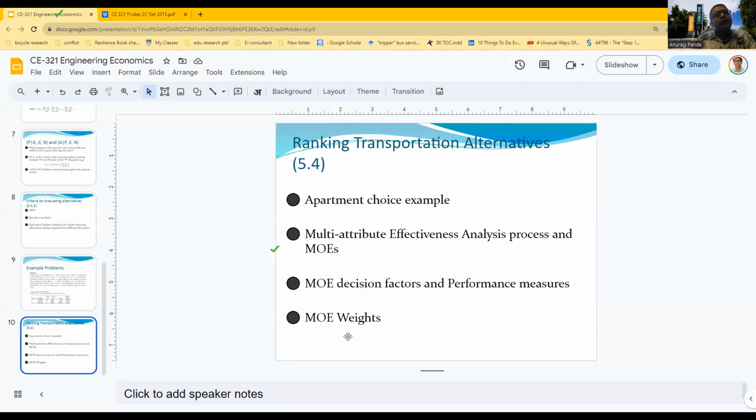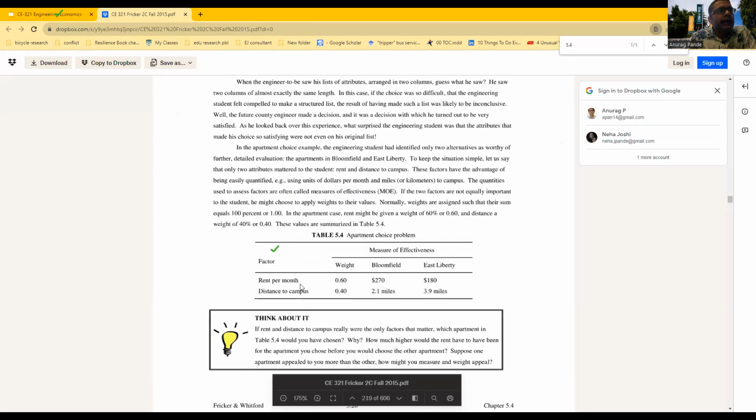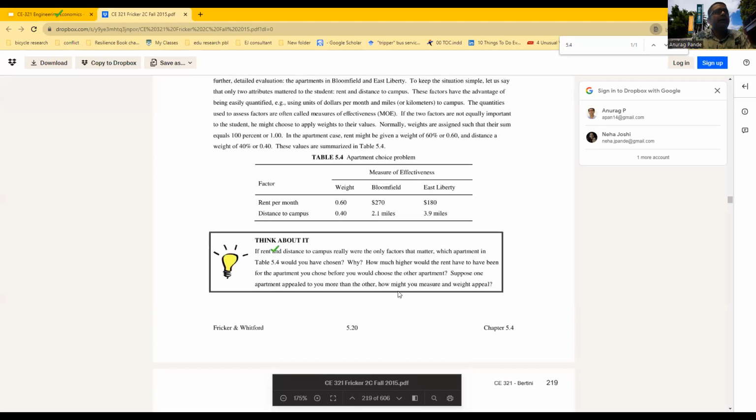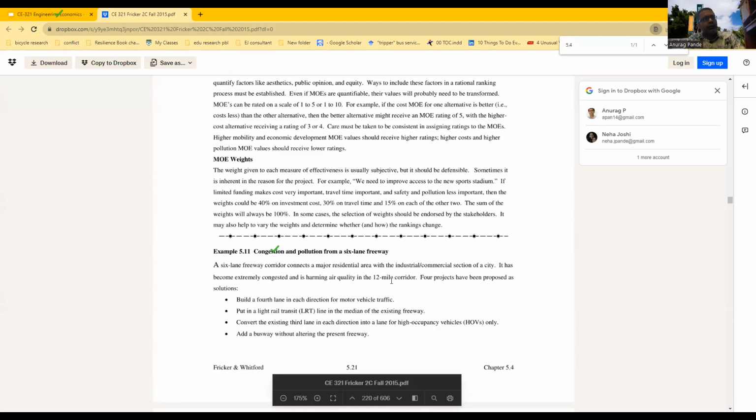This is why I want you to read through this apartment choice example. And again, there are no numerical problems that I'm going to ask you to solve. I just want you to go through that reading exercise and figure out the rent per month, how much weight you want to assign to that. Based on that, you come up with a measure of effectiveness, and then distance from campus. So the rent for Bloomfield apartment is higher and East Library is lower, but East Library is farther from the campus. Based on that, how do you make a decision? That becomes how much weight you want to provide.